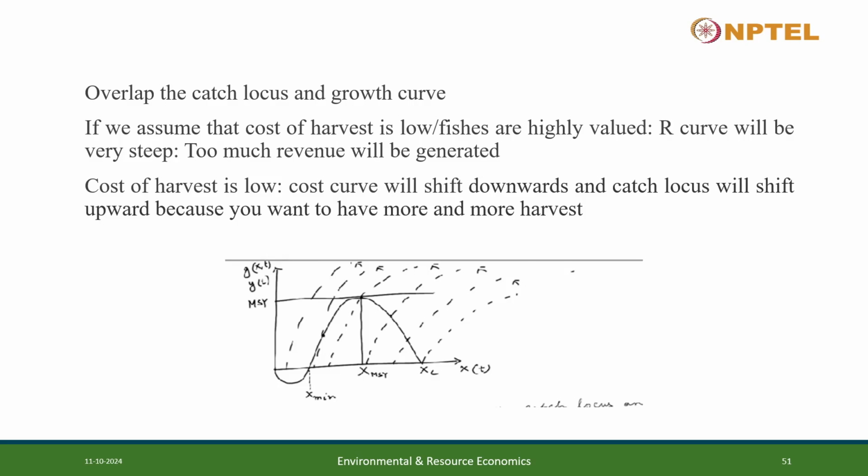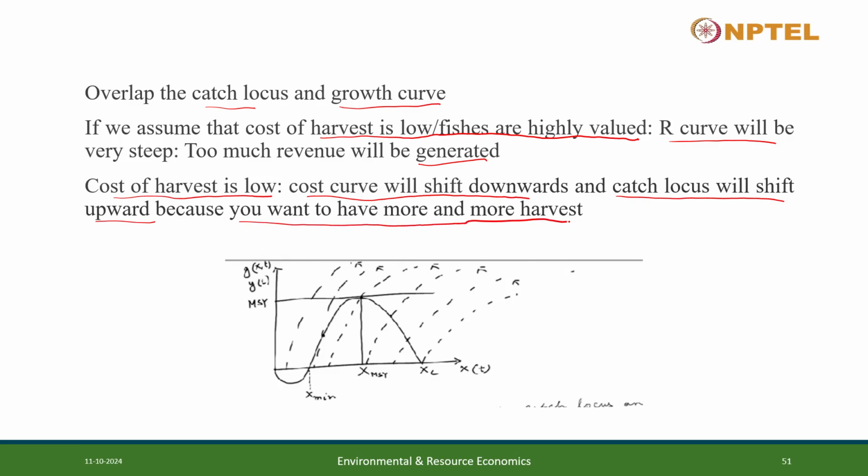Now what we are doing here is we are trying to overlap the catch locus and the growth curve. If we assume that the cost of harvest is low or fish are highly valued, then the revenue curve will be steeper and too much revenue will be generated. Also, since the cost of harvest is low, the cost curve will shift downwards and the catch locus will shift upwards because we want more harvest.